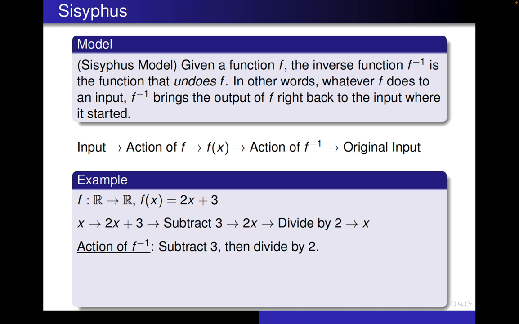So for the computations we did above, our input was 2x plus 3, but for f inverse, that input is just going to be plain old x. Now, if we take x and subtract 3, we get x minus 3. And then if we take that x minus 3 and divide by 2, we get x minus 3 all divided by 2, which means that f inverse of x is equal to (x minus 3) divided by 2.